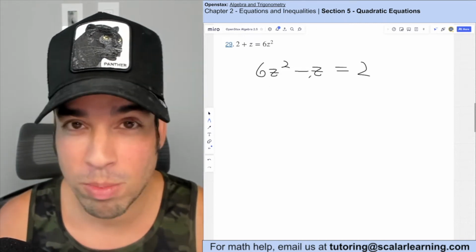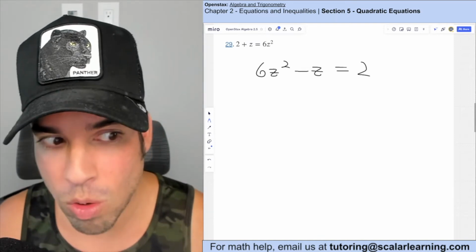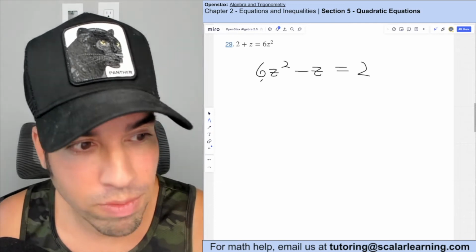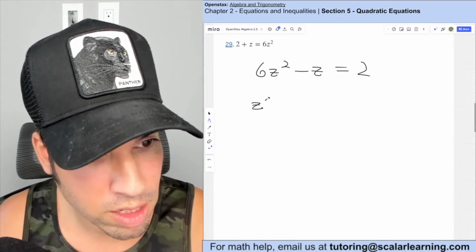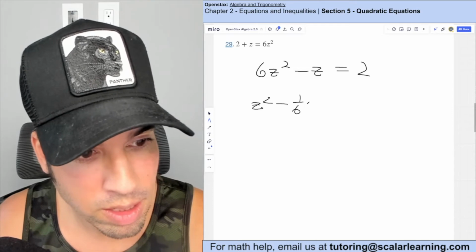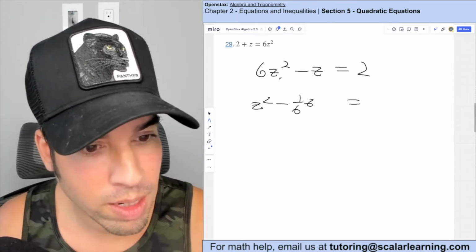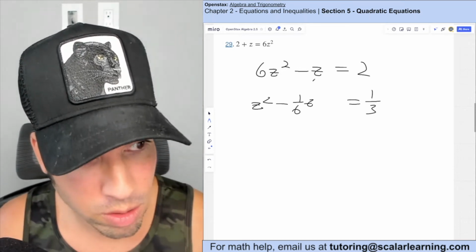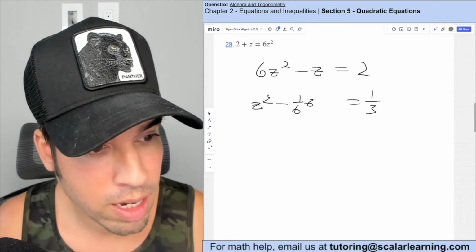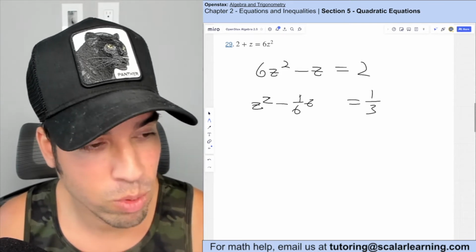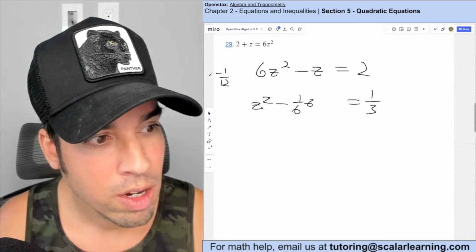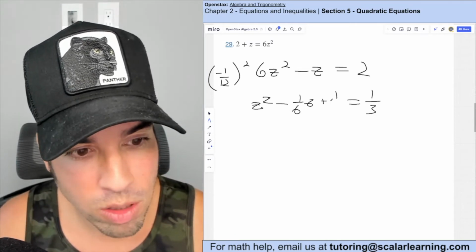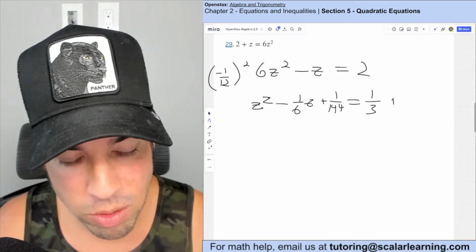Now we want to complete the square, but this one's a little tricky because we don't want to have 6 in front of the z squared when we're completing the square. So what we're going to do is divide everything by 6. So we've got z squared minus 1/6 z equals 2 divided by 6, which is actually 1/3. Okay. Now we're going to still use completing the square as what they want. So we're going to take half of this b term, half of negative 1/6 is negative 1/12, and then I'm going to square it, which is going to be 1 over 144. So I'm going to add 1 over 144 to both sides, like so.